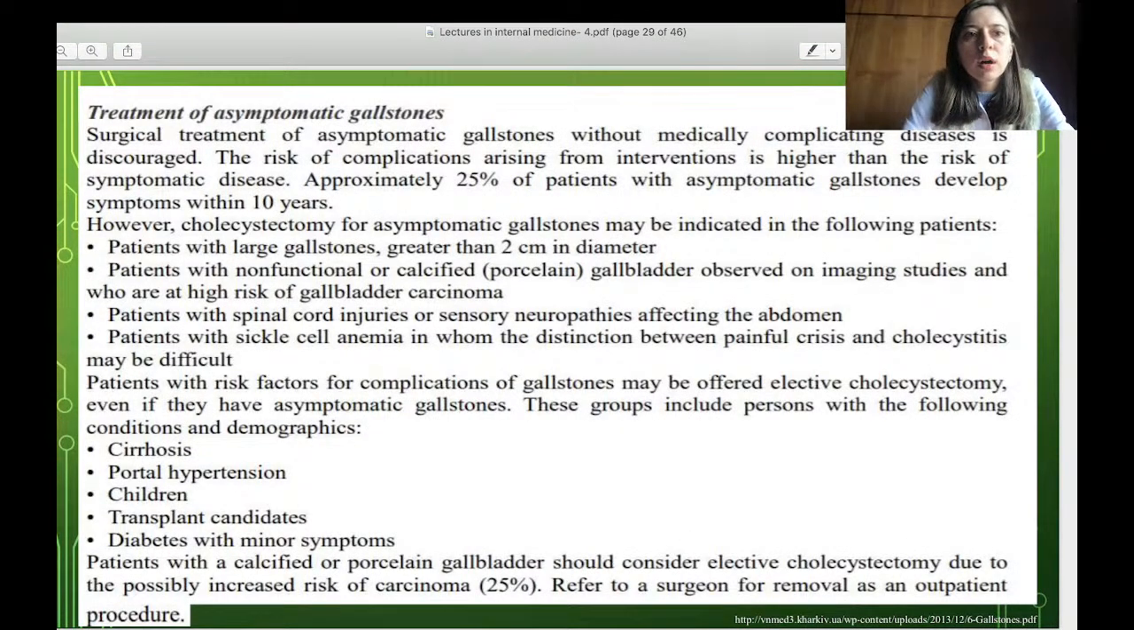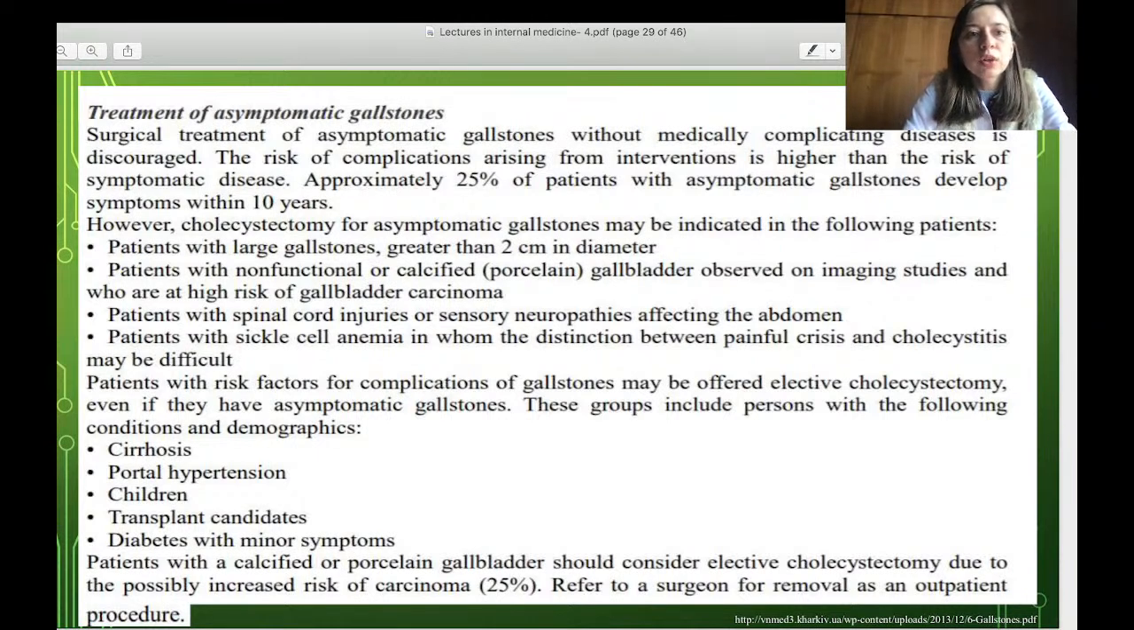Treatment of asymptomatic gallstones. Surgical treatment of asymptomatic gallstones without medically complicated diseases is discouraged. The risk of complication arising from intervention is higher than the risk of symptomatic disease. Approximately 25% of patients with asymptomatic gallstones develop symptoms within 10 years. However, cholecystectomy for asymptomatic gallstones may be indicated in the following patients.